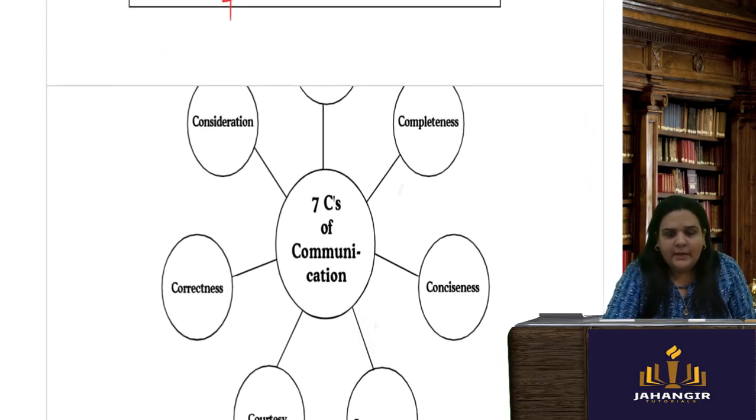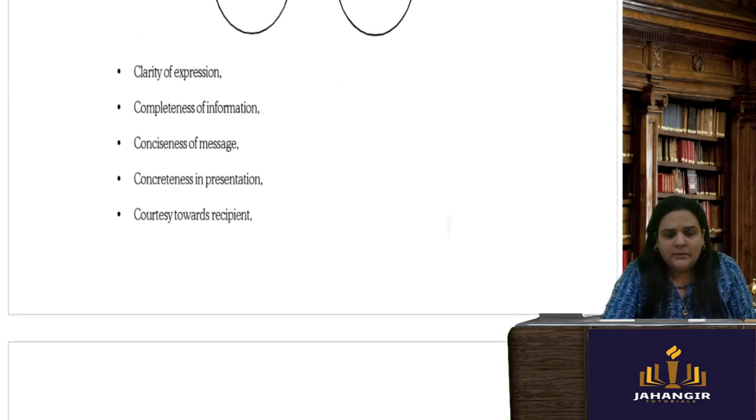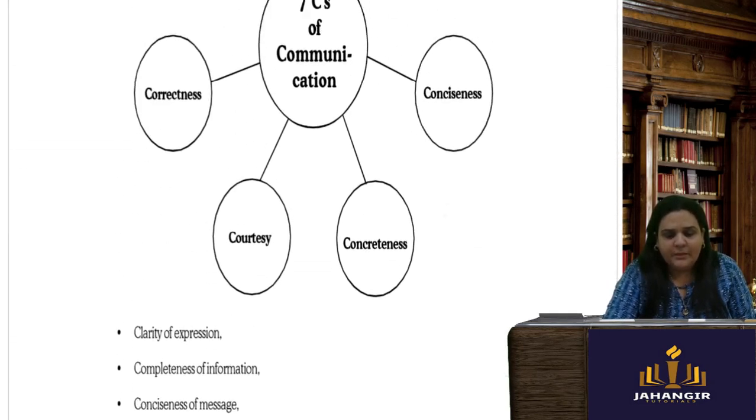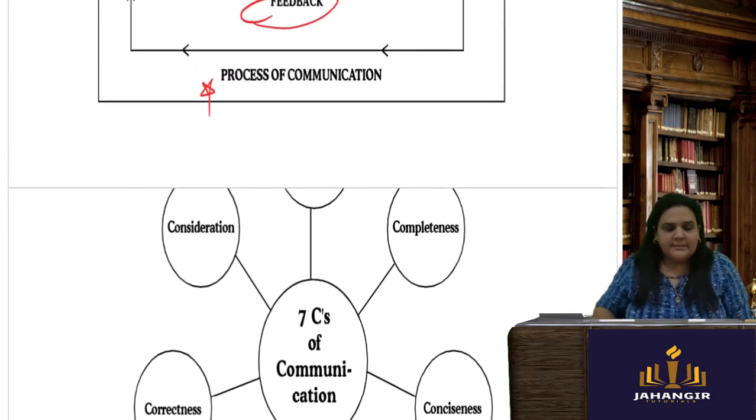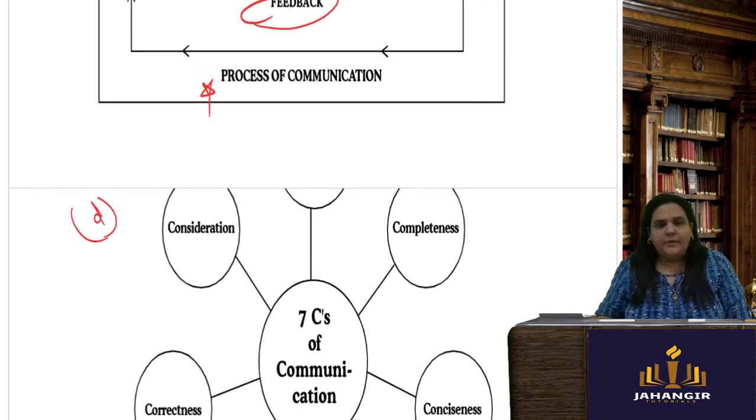Okay, now we come to the 7 C's of communication, that is D. The 7 C's of communication. One, communication has to be complete.